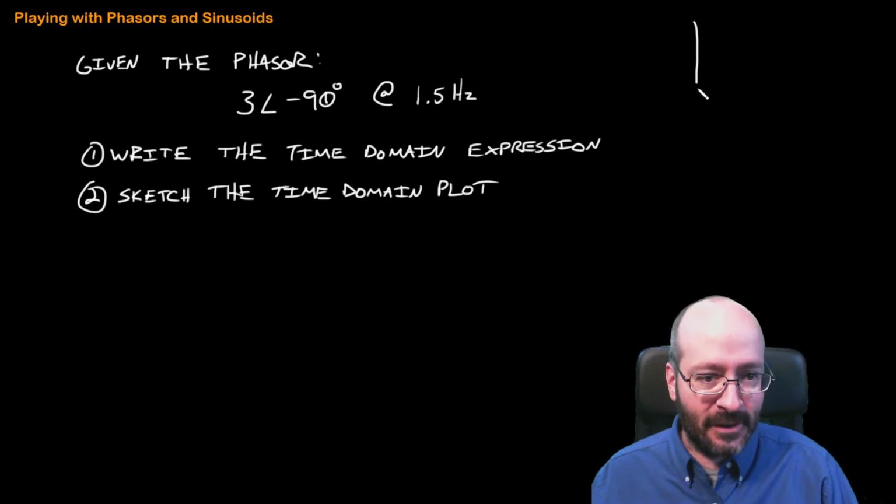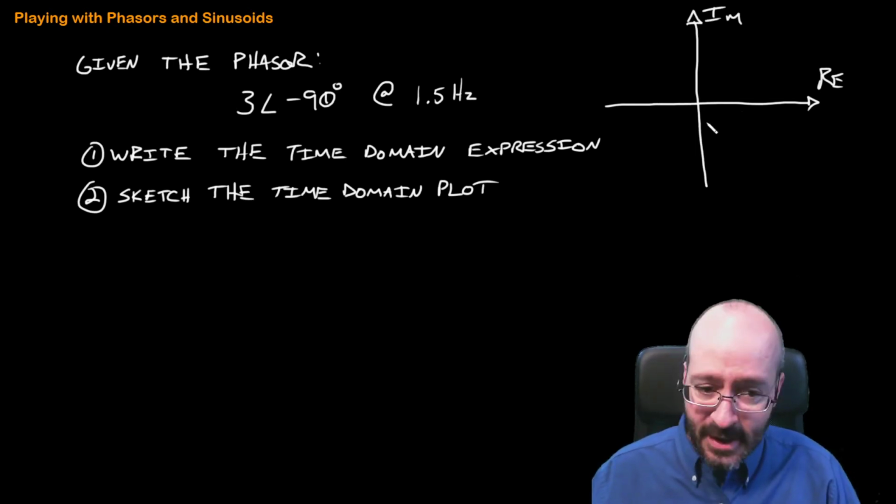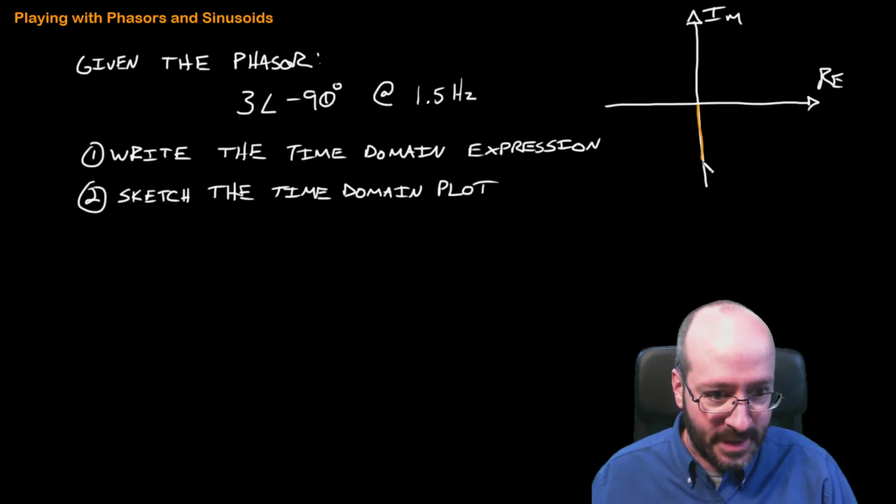On a phasor diagram, this phasor is going to look like this. Okay, so we have the real component and the imaginary component. And the phasor itself is going to point straight down. Right, that's -90. And it's going to have a length of 3.